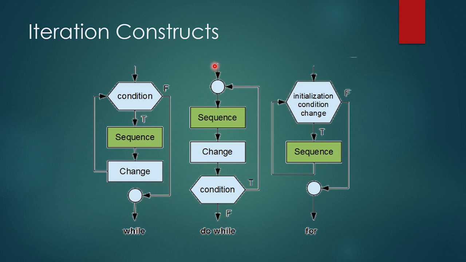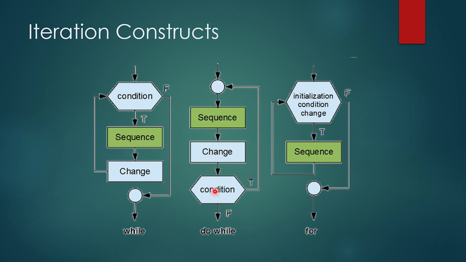A do while loop is different. It comes in and it starts to execute the sequence immediately. It changes something, then it checks a condition to see if it should continue to the loop. Then it goes back up and does the loop again.